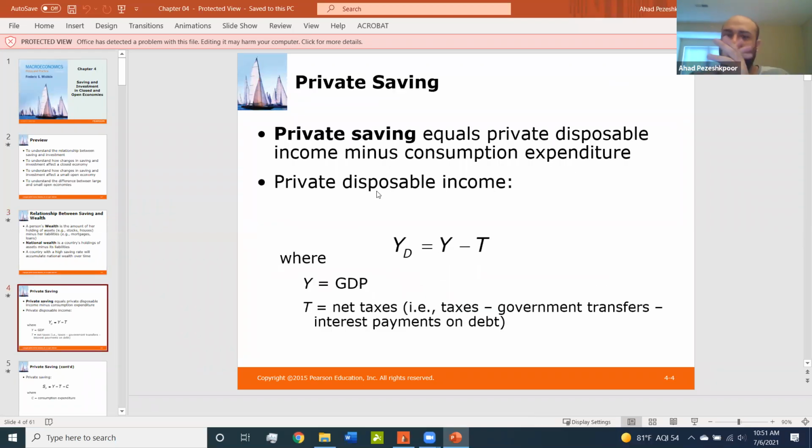Now, as we talked about, we have private saving, and all those saving and investment decisions apply to people, companies, and governments. Let's talk about private saving. What do we mean by private? By private, we mean anything that is not owned by the government. Private can be one person. I am a private entity. I can be considered a business.